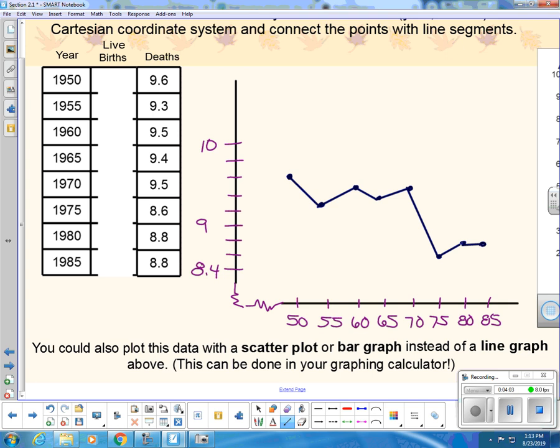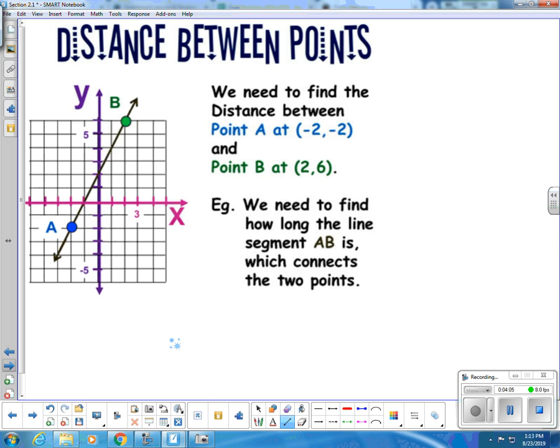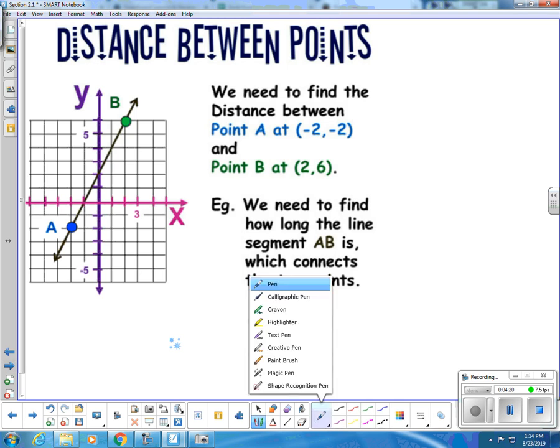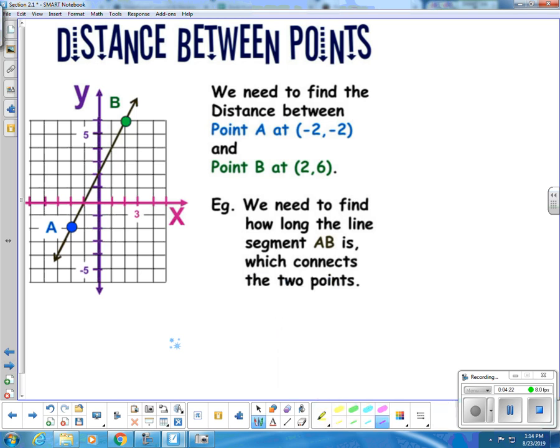We good? Everyone's happy. All right. Distance. So this is where we're going to actually get to calculations. So I've got 2 points, -2, -2, and 2, 6. And I want to find the distance between them. So because I have a graph, and it's just going to be easy for me, I am going to draw a right triangle. And I'm going to count the blocks. So there's 4 for my horizontal distance, and this is 8.